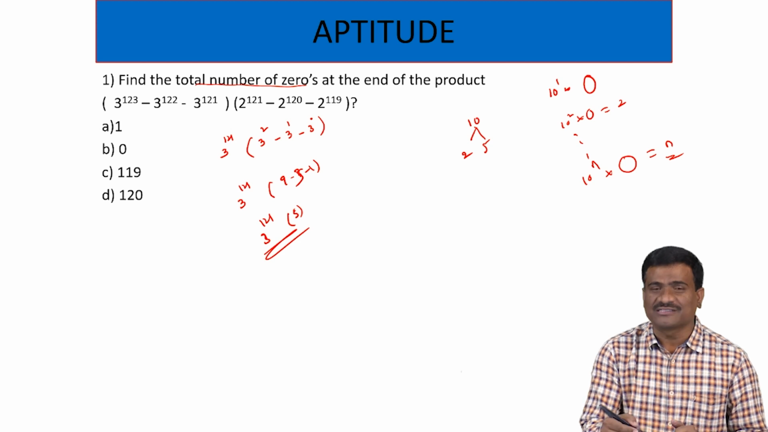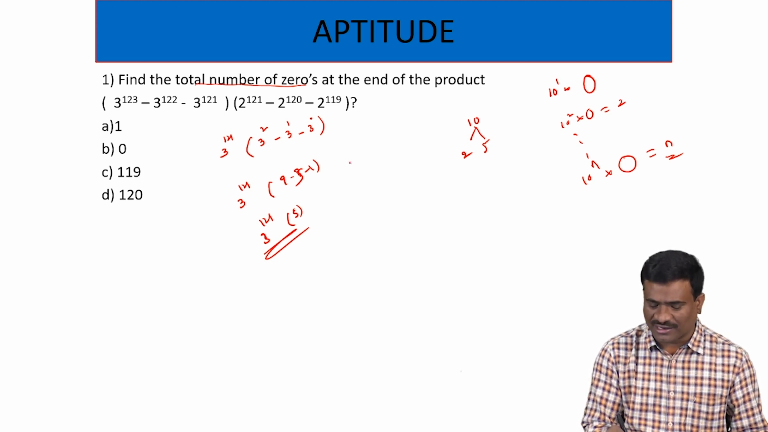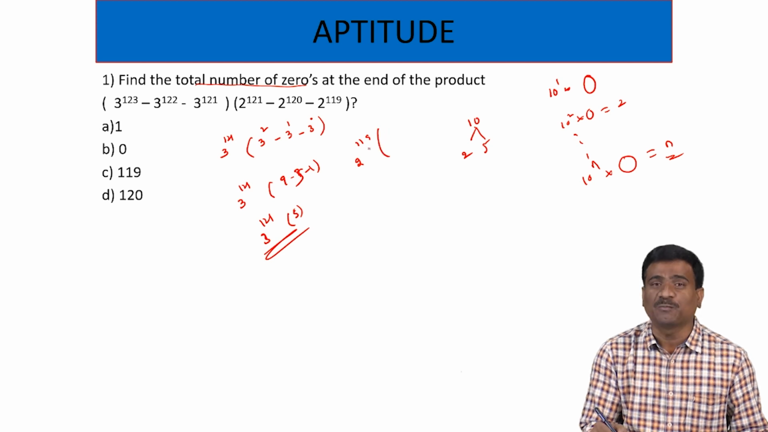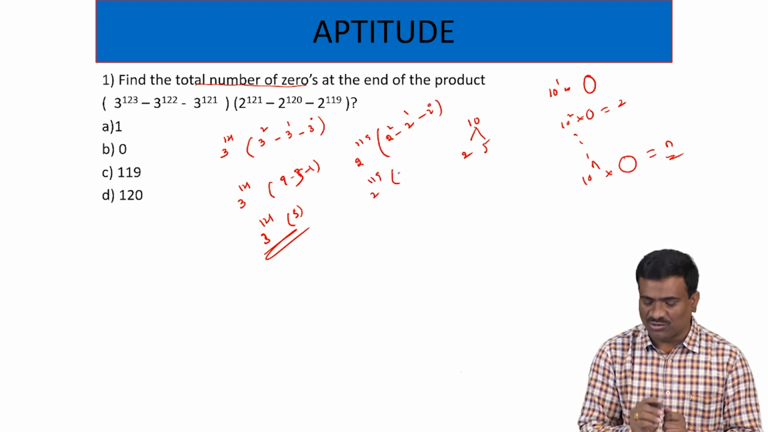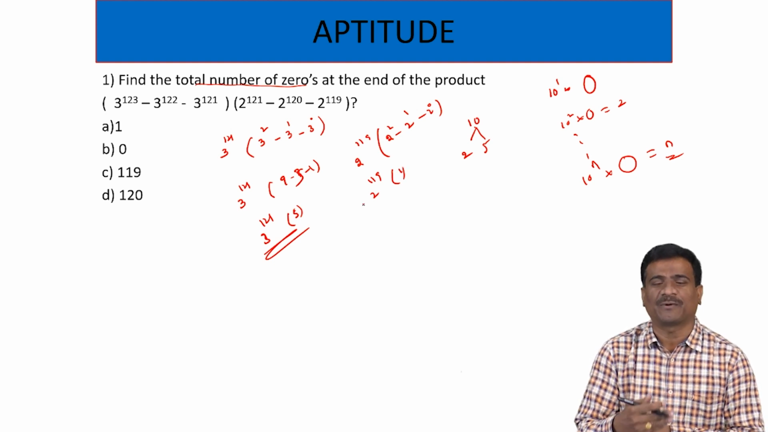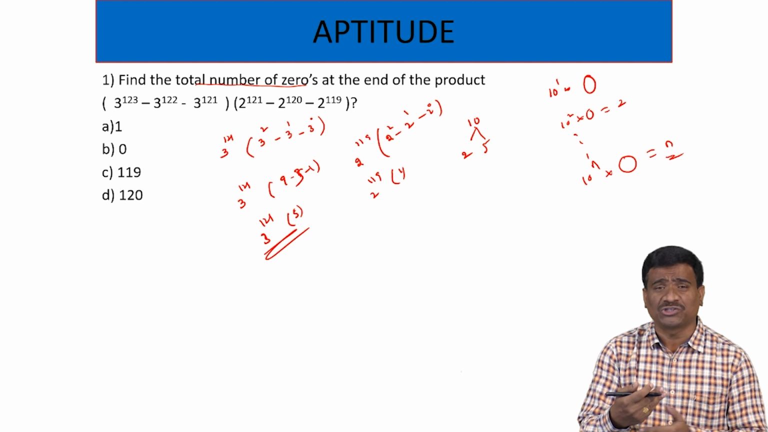Similarly, calculate the second bracket also. In the second bracket, 2 to the power of 119 is common. The remaining part is 2 to the power of 2 minus 2 to the power of 1 minus 2 to the power of 0, which is 2 to the power of 119 into (4 minus 2 minus 1), equal to 1. Next, to apply the product application, addition is not possible.